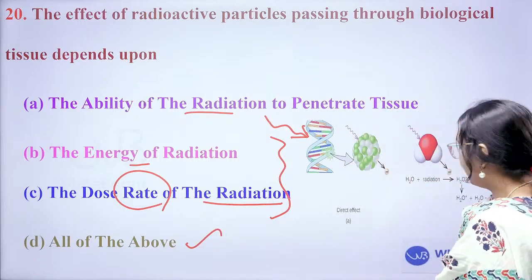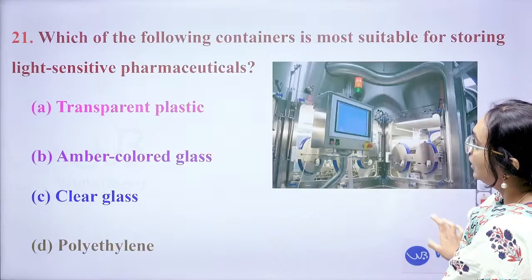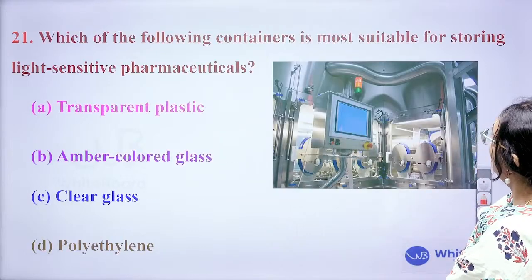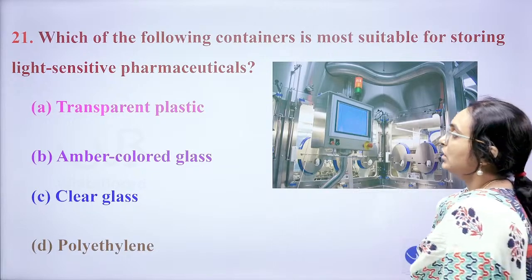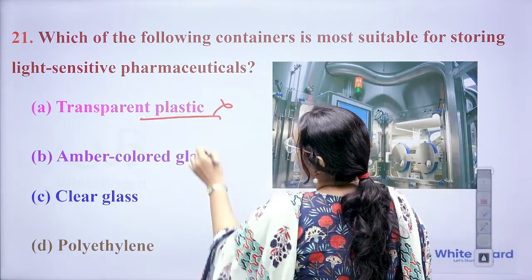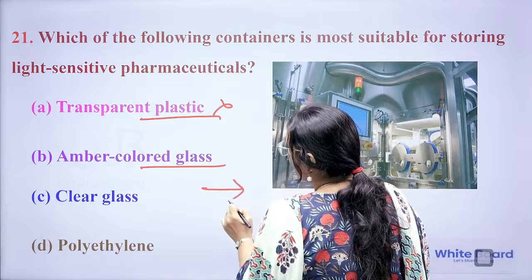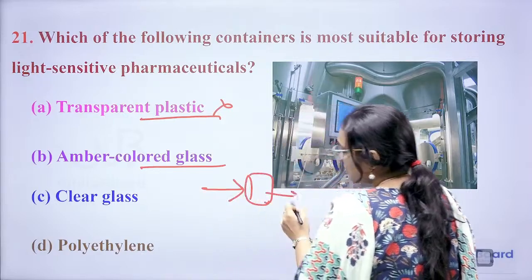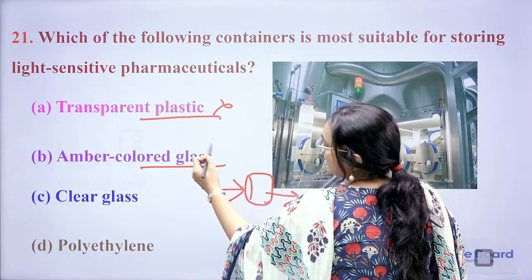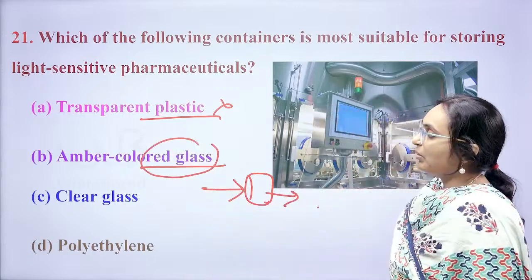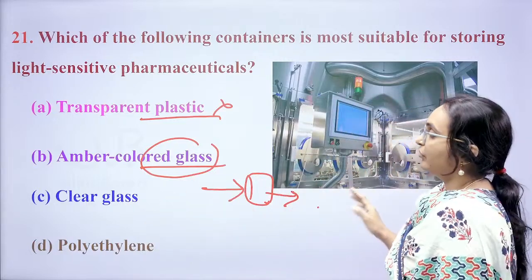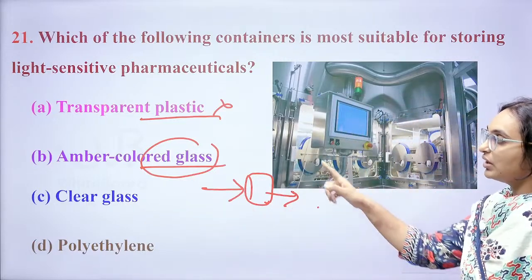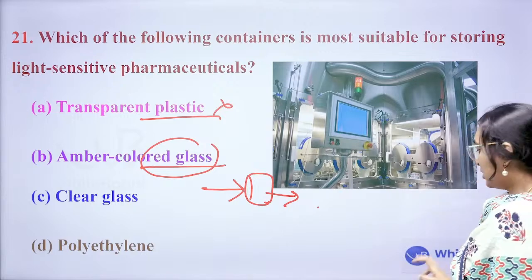Next, which of the following containers is most suitable for storing light-sensitive pharmaceuticals? Not transparent. Light sensitive means that when light passes into that pharmaceutical, it gets spoiled. So, amber colored glass containers prevent the passage of light. For light-sensitive pharmaceuticals, always store them in amber colored glass.